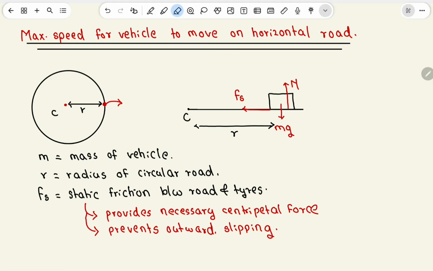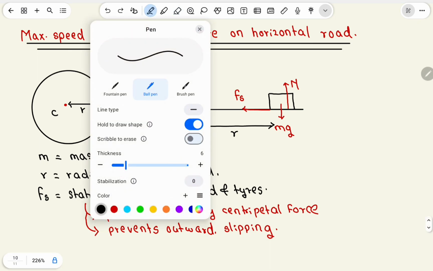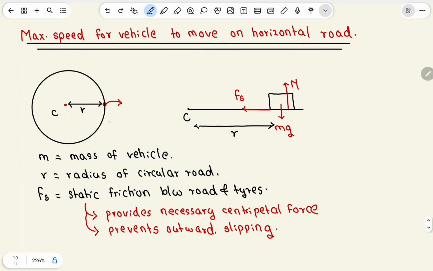Today's topic is maximum speed for a vehicle moving on a horizontal circular road. On the left hand side, we have a diagram of a vehicle which is shown moving on a circular road whose radius is r. On the right hand side, we have a free body diagram of the vehicle which depicts all the forces acting on the vehicle when it is moving on the circular road.